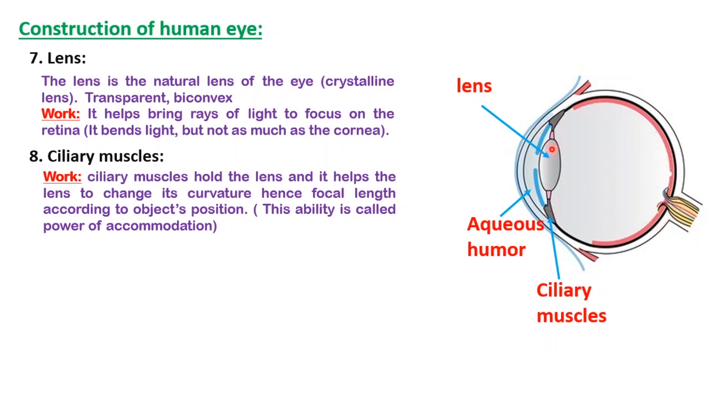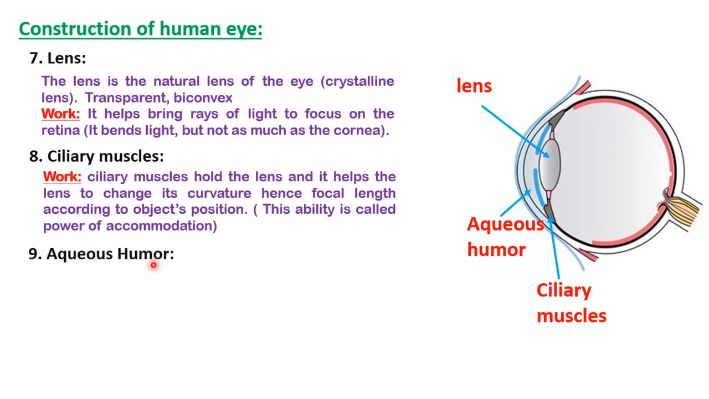So why does it change the shape of the lens? Because the objects around us are not at a constant position. They all are not at the same position. Suppose one object is here and another object is here, and for both objects we want the image to be on the retina. So we have to change the focal length. To form the image of an object which is near to the lens and which is far from the lens, we have to change the focal length of the lens. So the focal length of the lens is changed by the ciliary muscles.